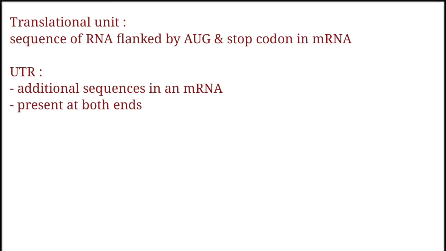It is a sequence of RNA flanked by a start codon, that is AUG, which we have learned in codons and the genetic code, and the stop codon in the mRNA. The UTRs, that is untranslated regions, are some additional sequences in mRNA that are not translated. They are present at both ends, that is the 5' end and the 3' end.